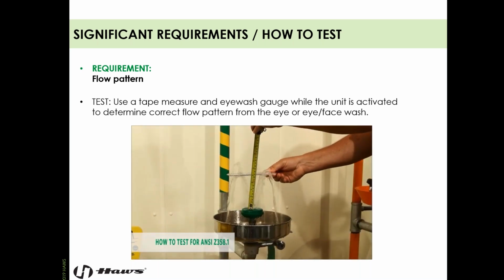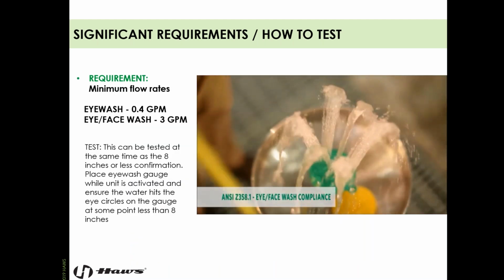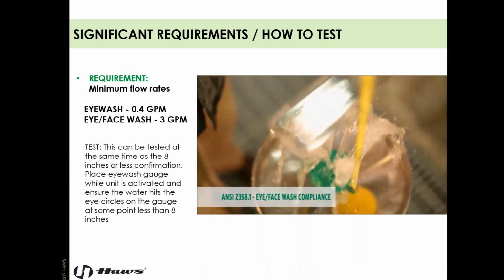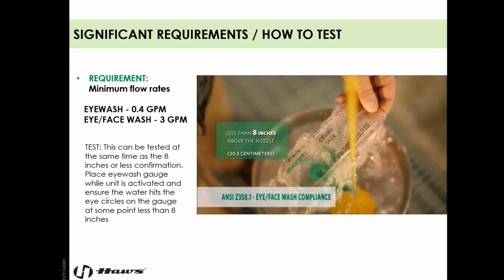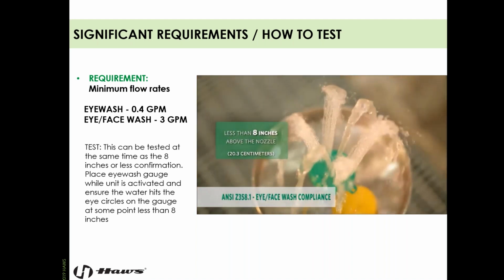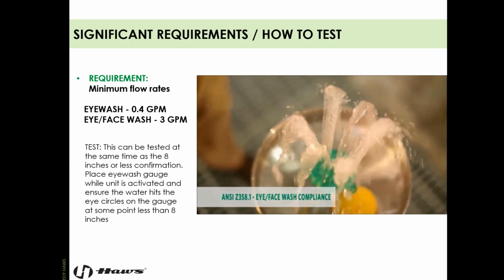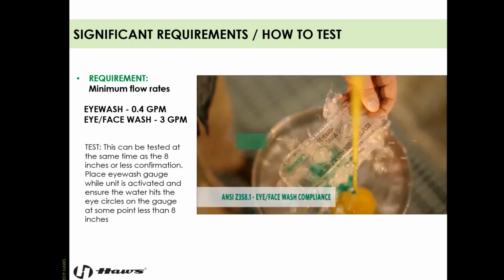Slowly lower it to ensure that the streams of the eye wash are meeting the eye wash gauge. And I'll show you what that looks like. So from above, you have the gauge, you're measuring, and you can see the eye wash streams are perfectly meeting the centers of the eye wash gauge. This is ensuring that if somebody goes to use this, that both eyes are going to get rinsed appropriately.